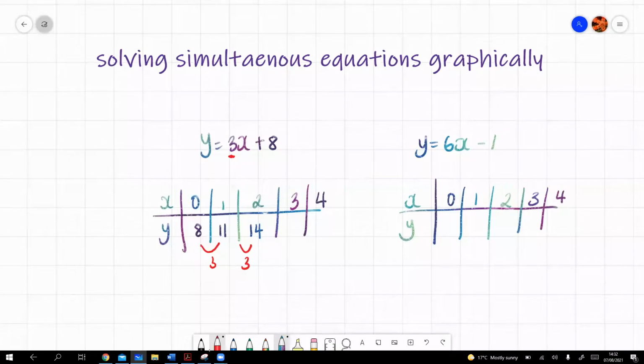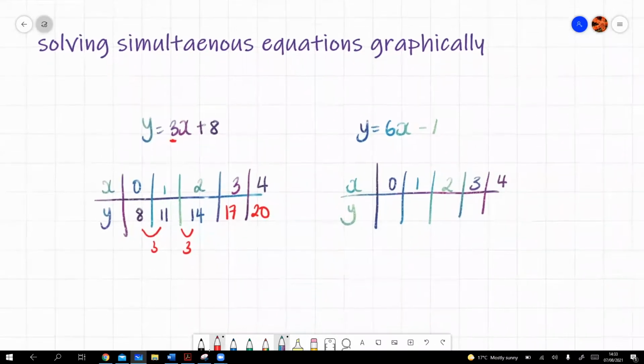So the next number, when x is 3, is going to be 17, and the next number, adding 3 on, is going to be 20. Let's just double check that. 3 times 3 is 9. 9 add 8 is 17. For 4, 3 times 4 is 12. 12 add 8 is 20. Okay, the next one then.